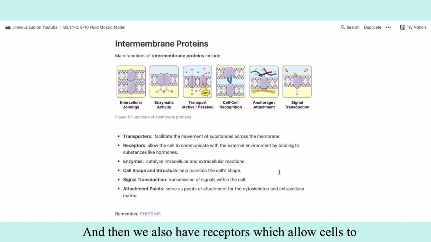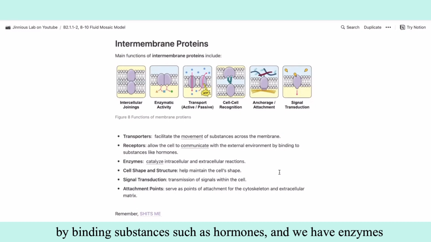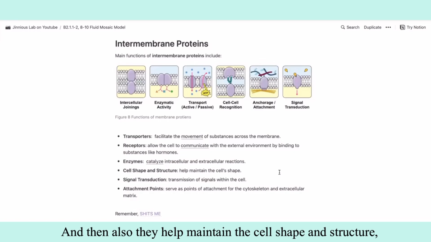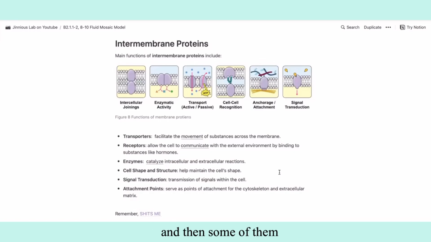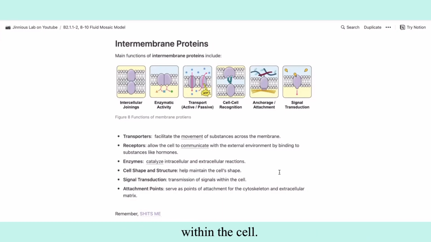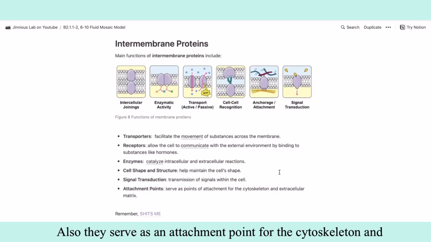And then we also have receptors, which allow cells to communicate with the external environment by binding to substances such as hormones. And we have enzymes, which will catalyze certain reactions. And then also they help maintain the cell's shape and structure. Some of them have a role in signal transduction, where they transmit signals within the cell. Also, they serve as an attachment point for the cytoskeleton and extracellular matrix.